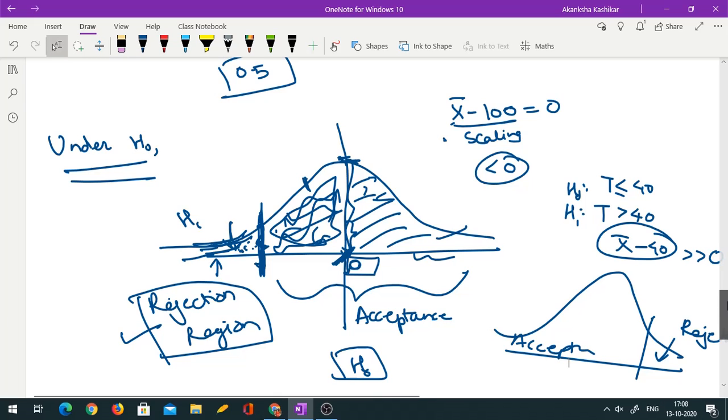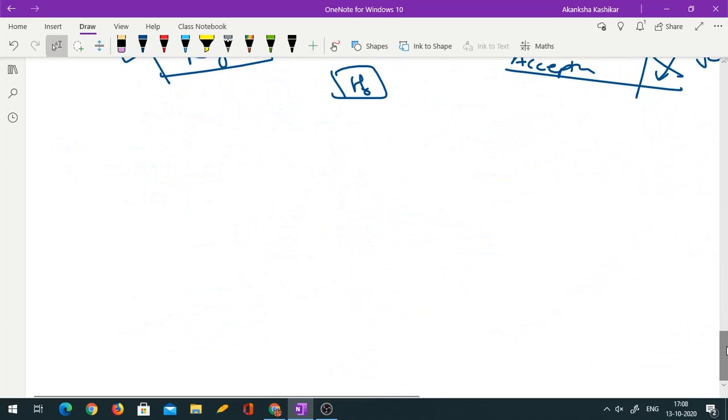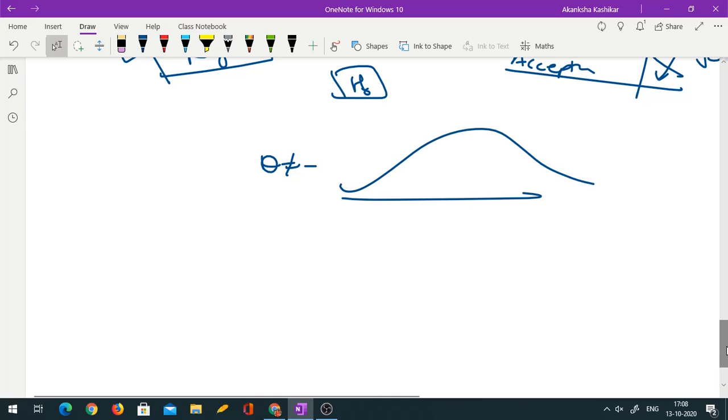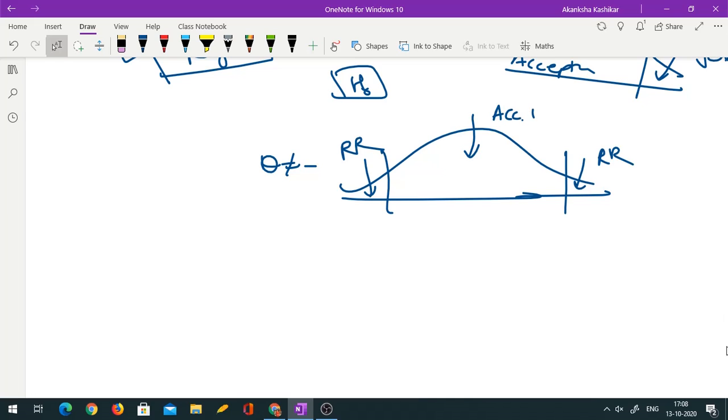Sometimes you may have a two-sided hypothesis. So you want to claim, say, theta not equal to something. In that case, you can have rejection regions on both sides. So this will also be a rejection region, this will also be a rejection region, and this becomes the acceptance region. Okay, so depending on the hypothesis of interest, you decide what your acceptance region and rejection region are.